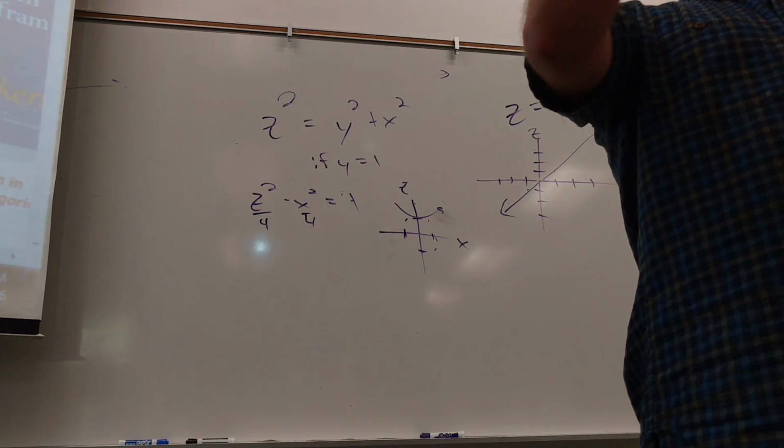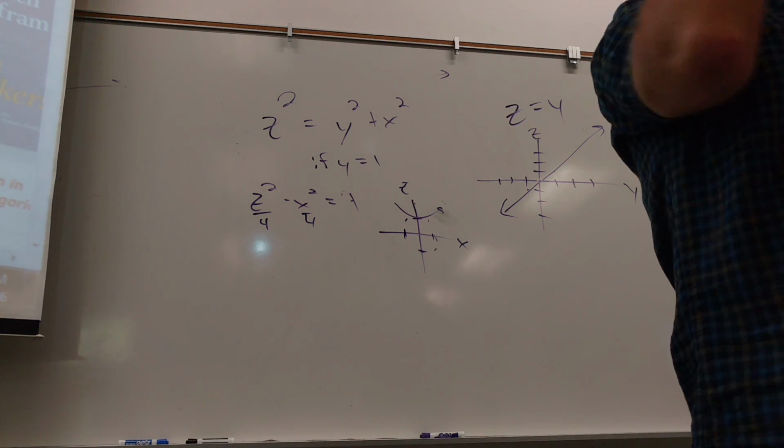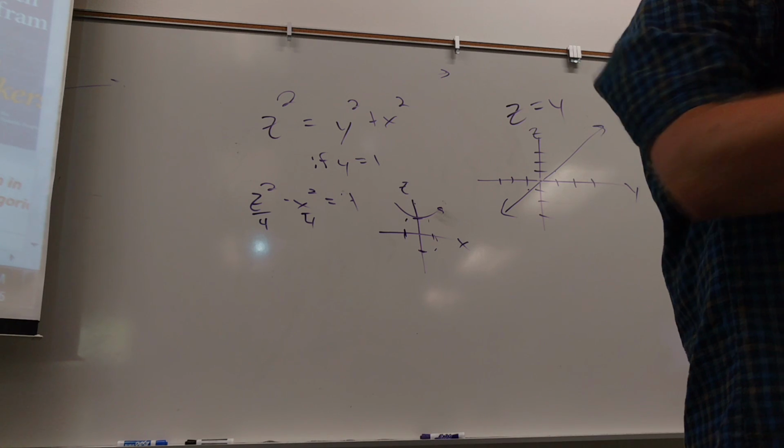If you enable interactivity, you can look at it straight on in the XZ plane and see that it is the line, and it just repeats along the y-axis. All right, how are we feeling about that?